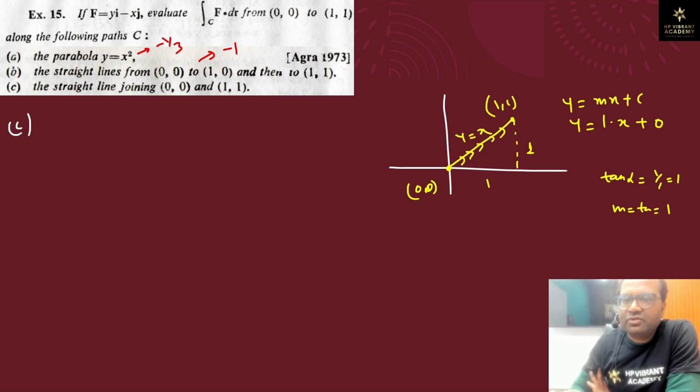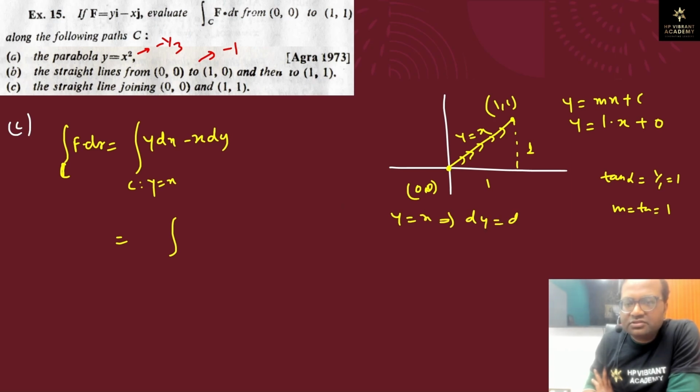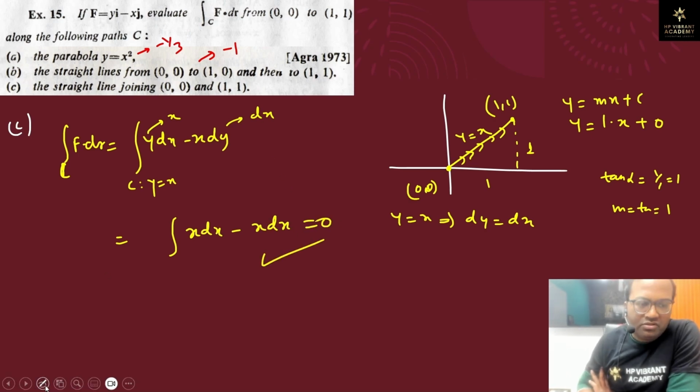So along this path we have to find the line integral. So we have the integral of F dot dr is equal to y dx minus x dy along the curve C, which is y is equal to x. So let us place everything in terms of x. Since y is equal to x, dy is equal to dx. So let us place y is equal to x and dy is equal to dx. So we have x dx minus x times dx. This is equal to 0. Okay, so the value of the third case is 0. So in the first case it is minus 1 by 3, in the second case it is minus 1 and in the third case it is 0.